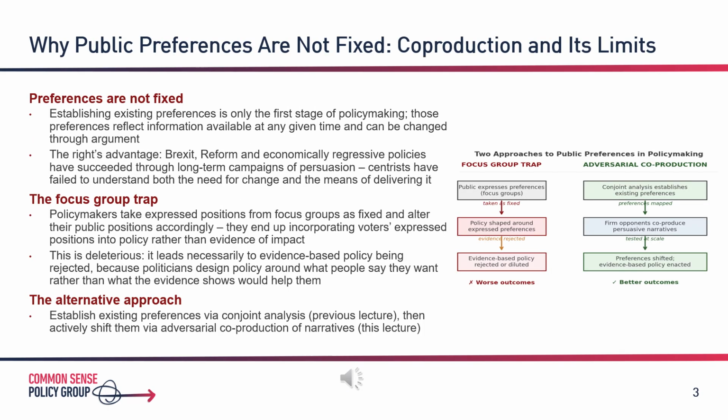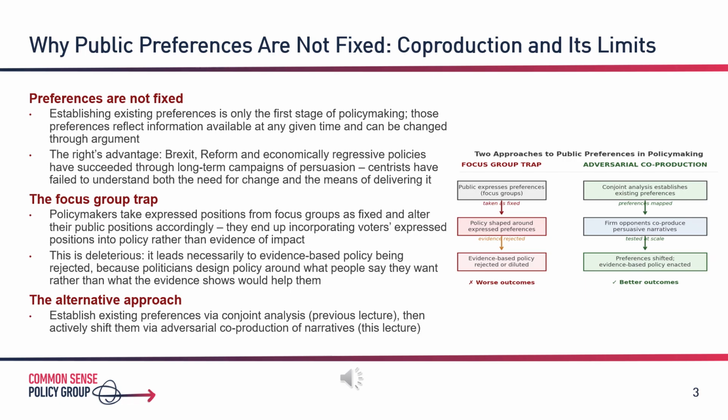We open this lecture with a critical but underappreciated insight. Measuring what people currently prefer is not the same as understanding what they would prefer if differently informed, or how their preferences would respond to well-constructed argument. The conjoint analysis in the previous lecture established current preferences under conditions of forced trade-offs. That is essential information. But it is not fixed truth about an immovable reality.